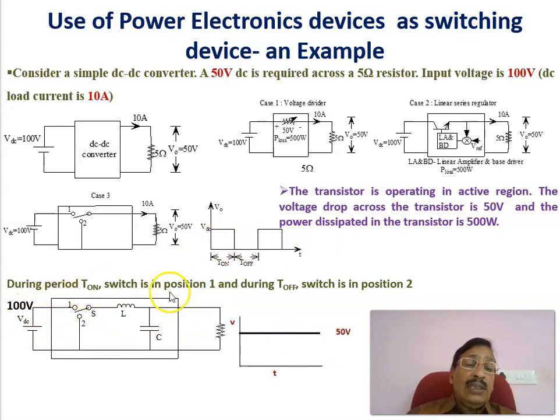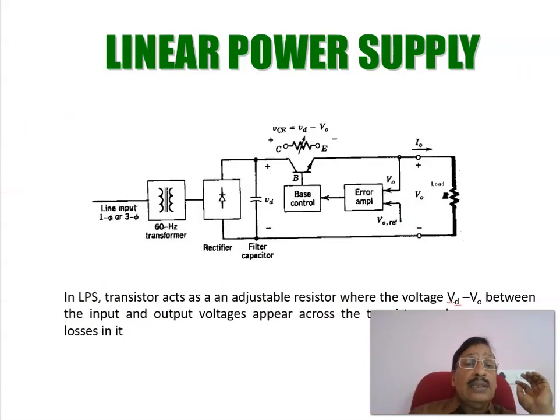Therefore, in this case, the semiconductor device is used as a switch. This we have already seen in a linear power supply. The semiconductor device is a transistor that is operated in the active region.